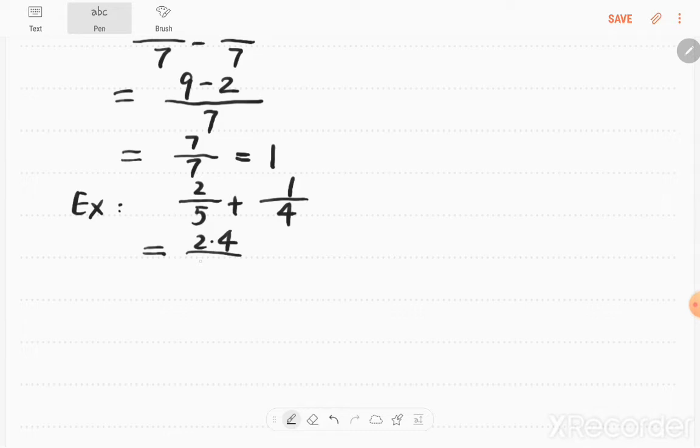So we should switch our 2 over 5 as an equivalent fraction with the least common denominator 20. So we do times 4 to both denominator and the numerator. Of course, we should switch 1 over 4 to another equivalent fraction with the same denominator 20. So here 4 times 5, we will get 20. So we do the same thing.